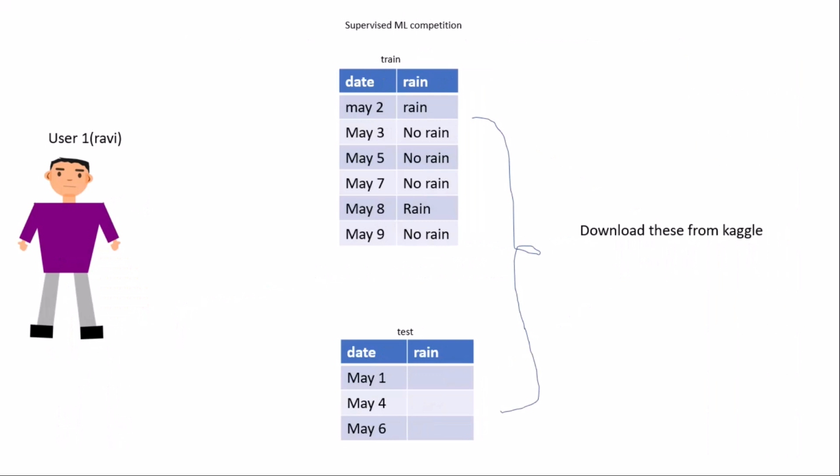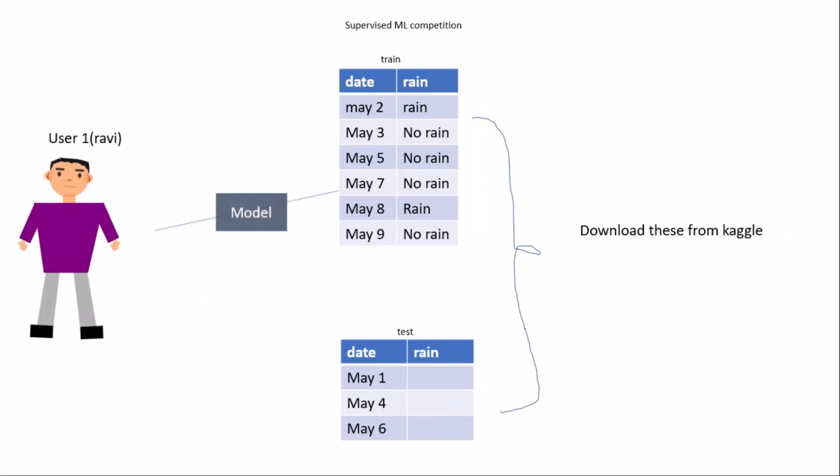So there is a train. So let's say rain is a predicted variable, and when you download the test dataset, you won't find a predicted variable. This is the competition of predicting the value of rain.